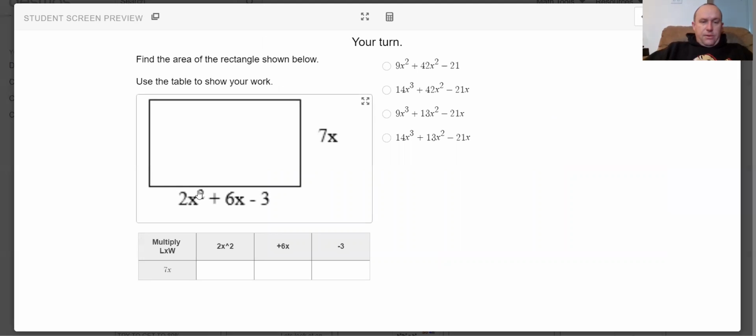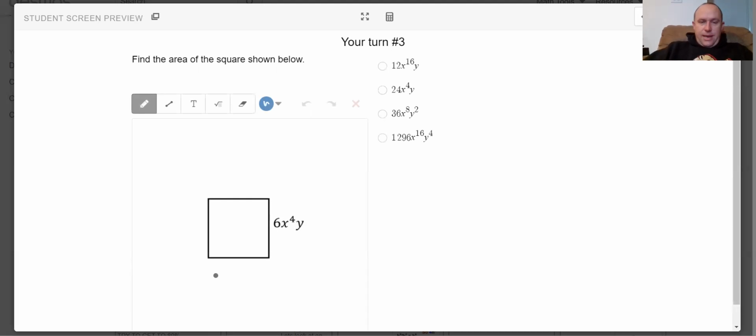For this one here, I got 3 terms on the bottom and 1 term here, but I'm still doing base times height for a rectangle. So I've got to multiply this one term by each of these 3 terms here. So 7 times 2 is 14. And then x squared times x is x cubed. So it's between these two, between b and d right now. 7 times 6 is 42. x times x is x squared. And then now I do know the answer. Just to make sure, 7 times negative 3 is negative 21. And then there is the x there as well.